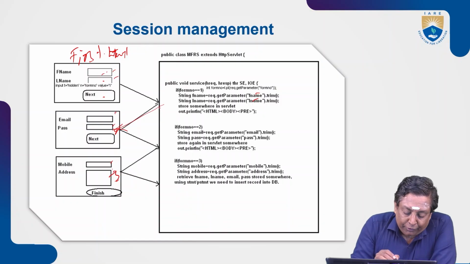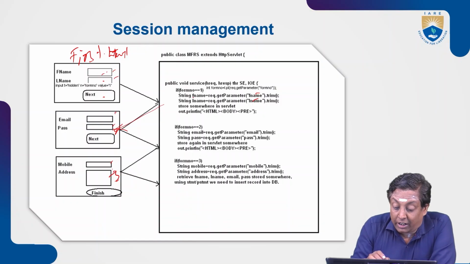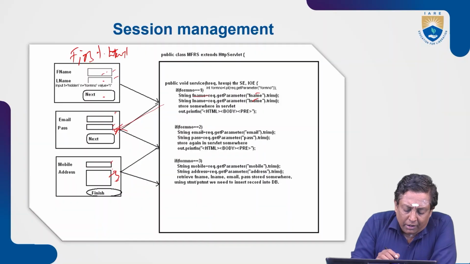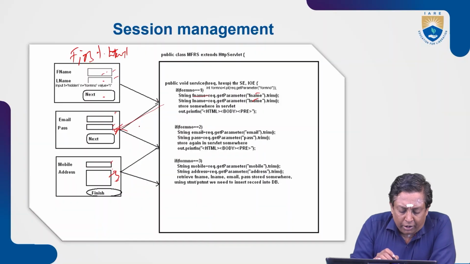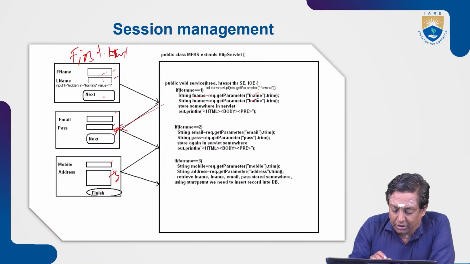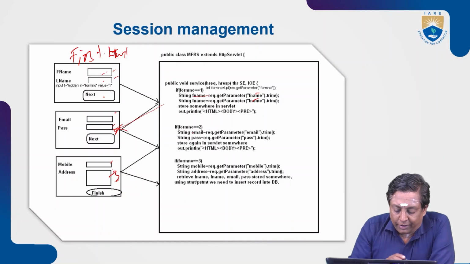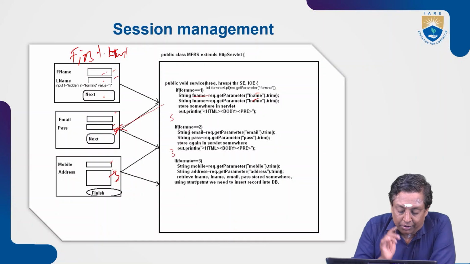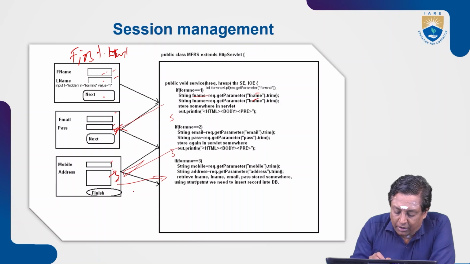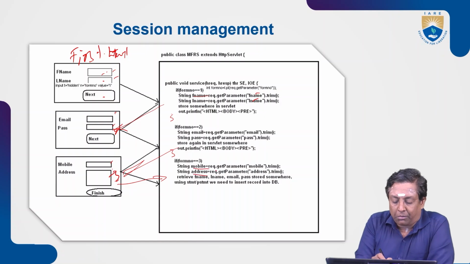When the second HTML form is submitted, if you don't store the details, first name and last name, anywhere, then email and password will come. This time the form number is 2. Here email and password are retrieved. The second if condition is also completed. These details are not stored anywhere. Then the third form is generated here. The third form is submitted. Mobile number and address are retrieved.